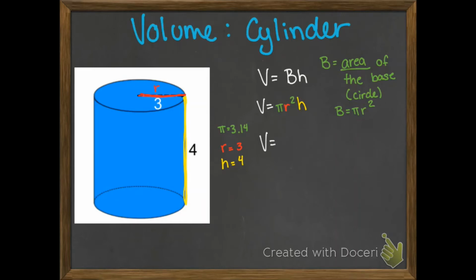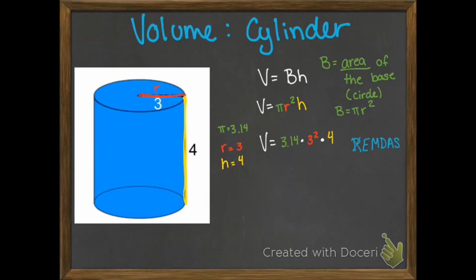So volume equals, instead of pi, we're going to replace it with 3.14 times the radius squared. Do not forget to square it, please. So 3 squared times the height. Remember, it doesn't say times in our formula, but that's what it means when they're touching. Now we're going to go through and use PEMDAS to solve. We do not have any parentheses, so we're not going to do that one.